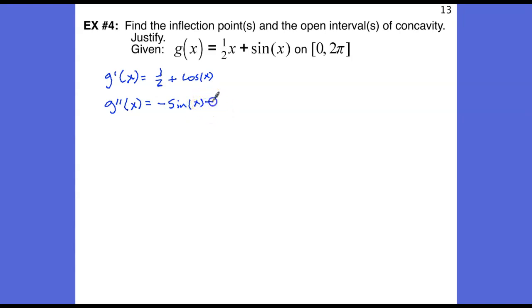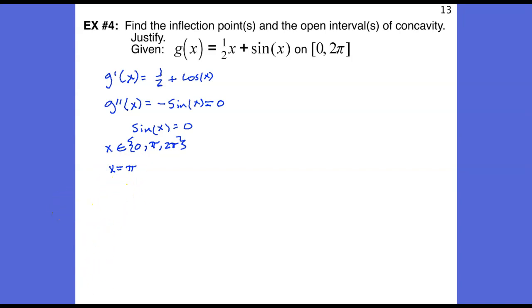Now to find our critical values, we set this equal to 0, and that gives us sine x equals 0. And so x is going to be an element of the set containing, for this closed interval, 0, pi, and 2 pi, and we get those values directly off the unit circle. That's where sine x is equal to 0. Okay, but let's think about this. Now 0 and 2 pi are both endpoints, and so there's no way that either of those could be points of inflection. And so that means, as far as we're concerned, we're just interested in x equals pi.